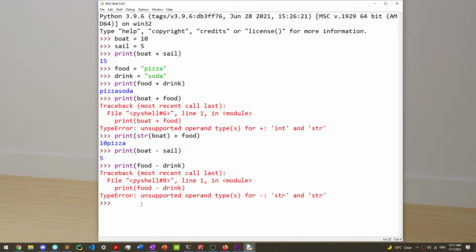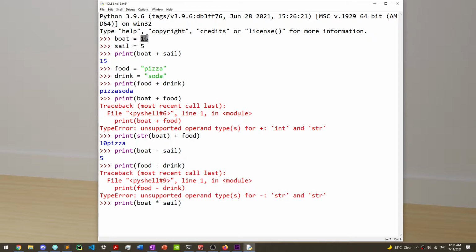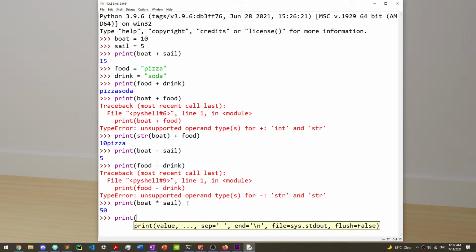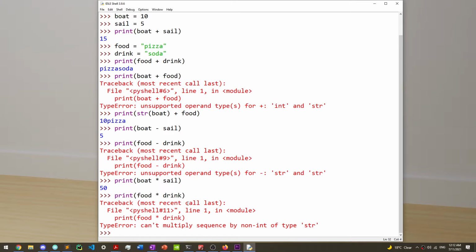The next thing we have is multiplication. Now, what happens if we multiply boat by sail? Well, let's think about this. Boat has a value of 10, and sail has a value of 5. If we do 10 times 5, we get 50. So that makes sense. Now, what happens if we try to multiply two strings together? So let's do food times drink. And well, we get an error that says can't multiply sequence by non-int of type string.